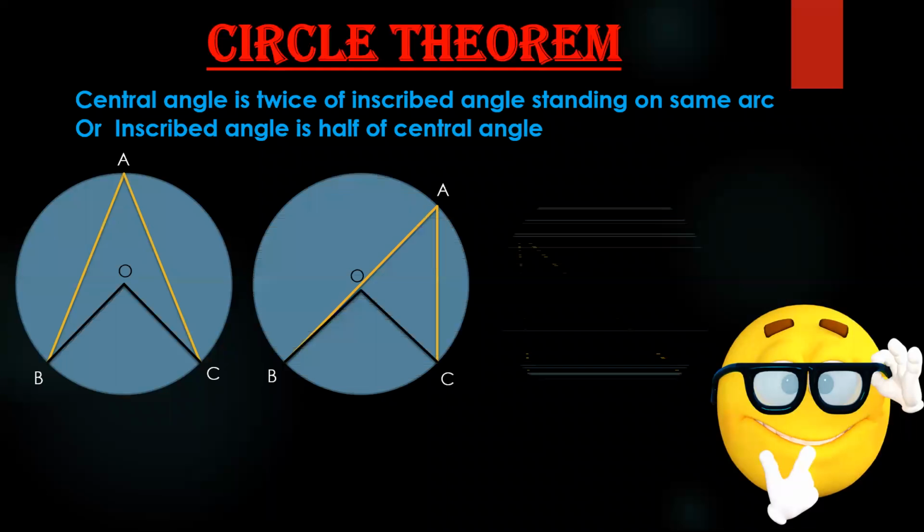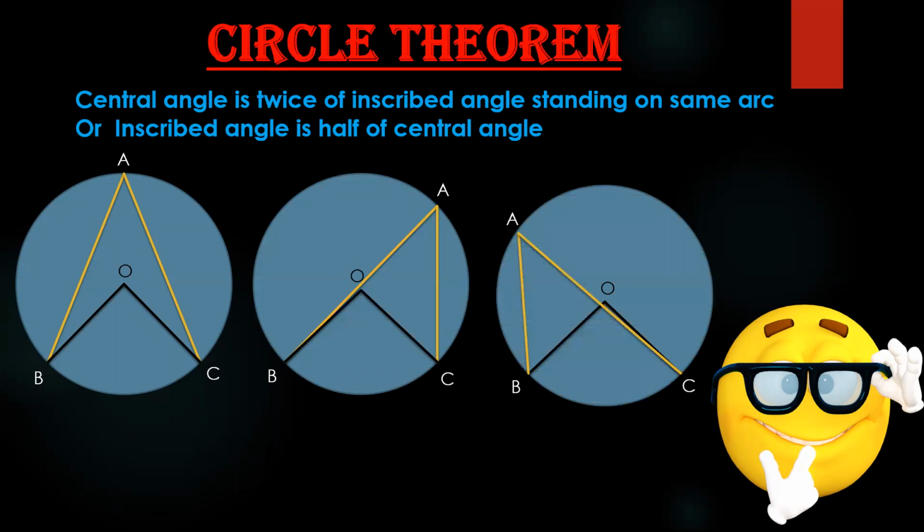Look at these two figures. In all the figures, you can see the central angle and the inscribed angle are standing on the same arc BC, right? So now we can write it this way. Angle BAC is equal to half of angle BOC, or you can say that BOC equals twice BAC. Remember, this will happen when both the inscribed angle and the central angle are standing on the same arc.